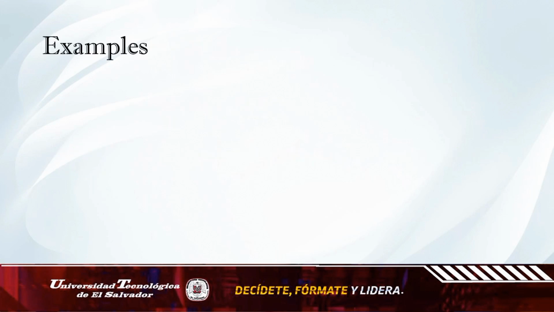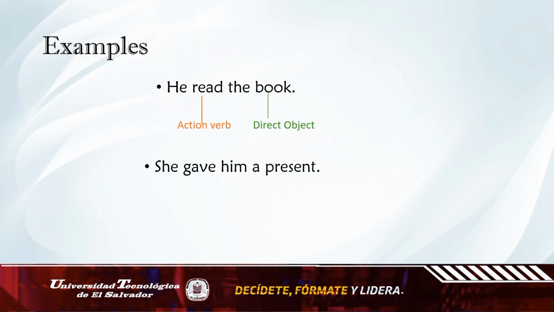Examples of direct and indirect objects in sentences. To understand direct and indirect objects better, let us look at some examples. He read the book. The direct object is the book as it receives the action of the verb read. She gave him a present. The direct object is a present as it receives the action of the verb gave. The indirect object is him as it indicates to whom the present was given.